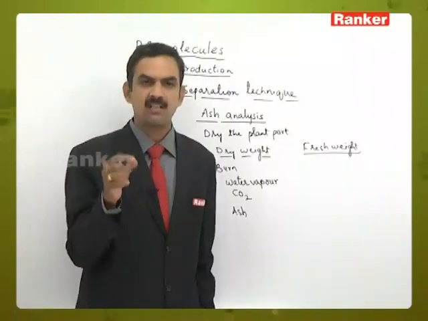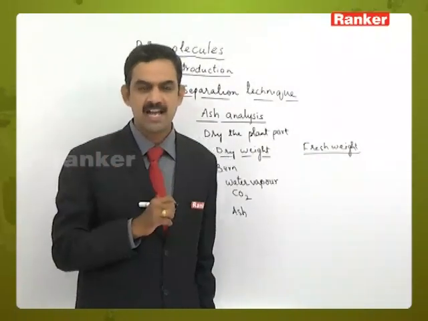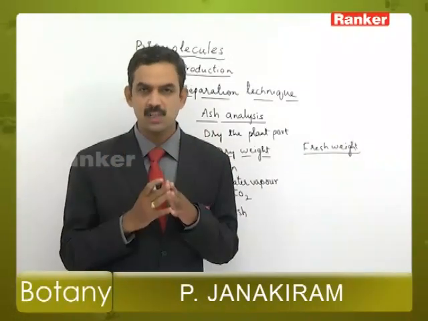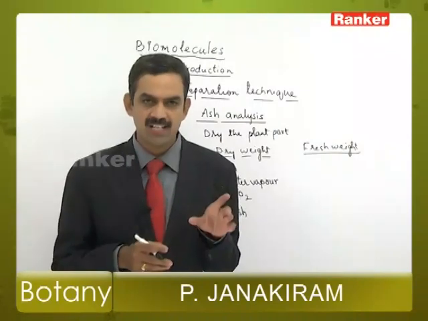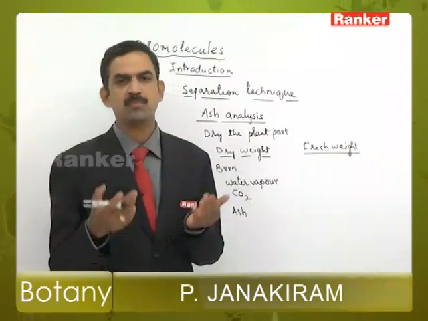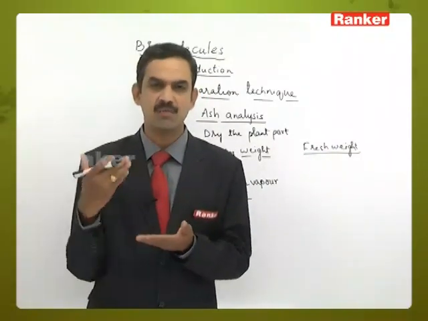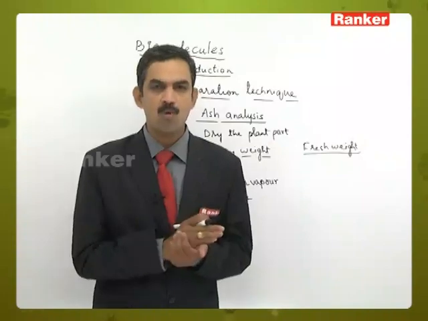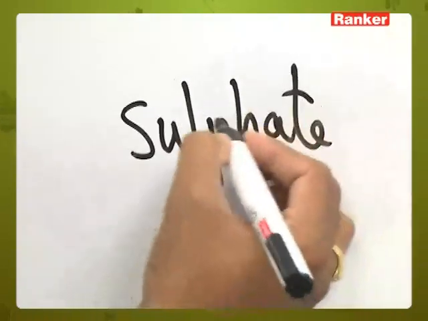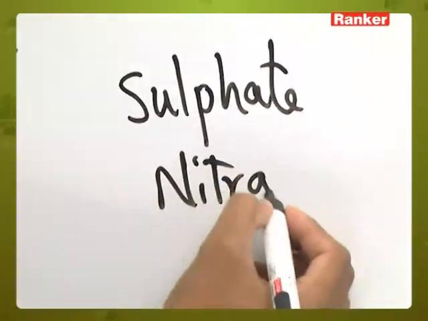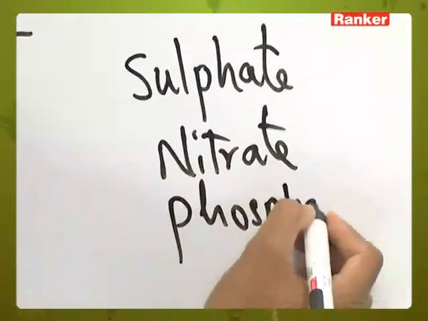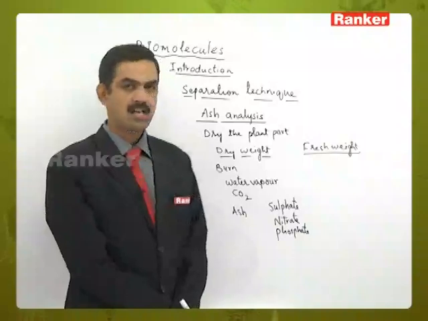When we analyze the substances which are present in the ash, we come to know what type of element or substance is present. So it may be an individual element or a compound. Individual element means it may be magnesium, calcium, phosphorus, sulfur, like individual elements. If it's a compound, compound means like sulfate, nitrate, phosphate; such types of structures are called compounds.